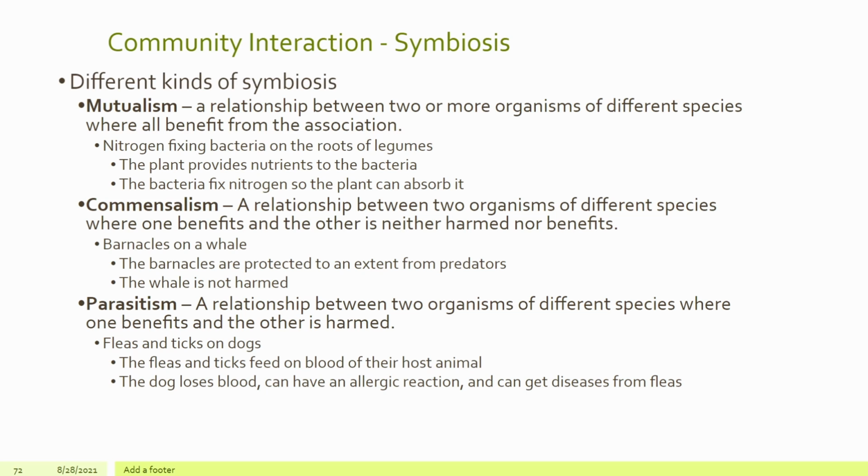There's also commensalism. This is a relationship between two organisms of different species, where one benefits and the other doesn't benefit, but it's also not harmed. Like barnacles on a whale. The barnacles are protected to an extent from predators because they're on a whale and they're moving more constantly than they would be if they were on a rock. And the whale's not harmed, it just has barnacles on it. It's not helped either.